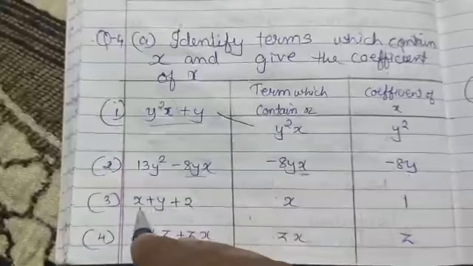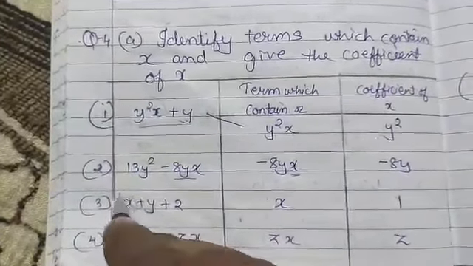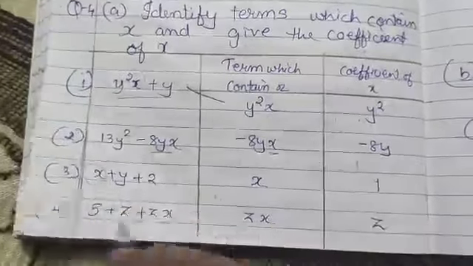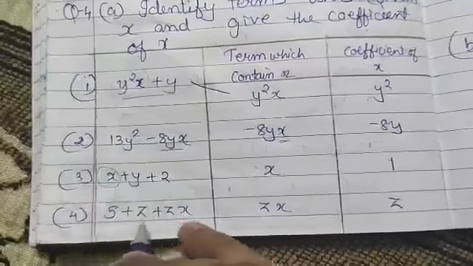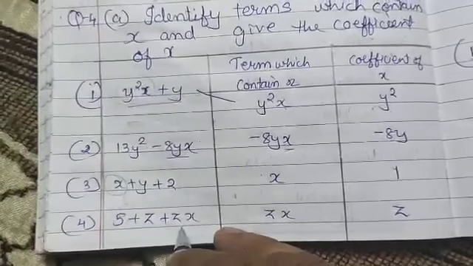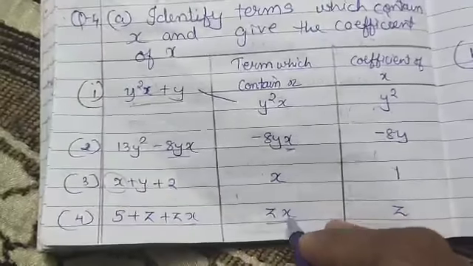Then for the third one, x plus y plus 2, three terms are there. Only one term contains x, that is x only, and its coefficient is 1. If no numerical is there, you have to consider 1. The next one is 5 plus zx. Here the three terms are there. The term containing x is zx. Write down zx over here, and the coefficient of x is z.